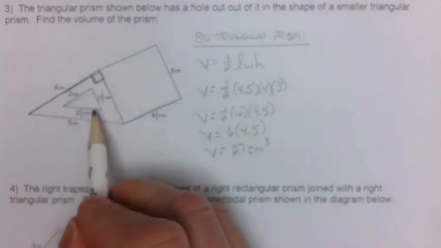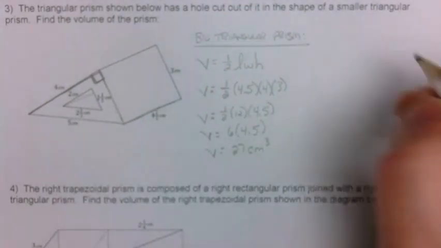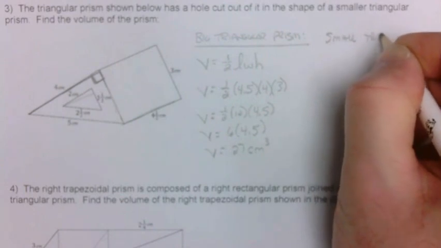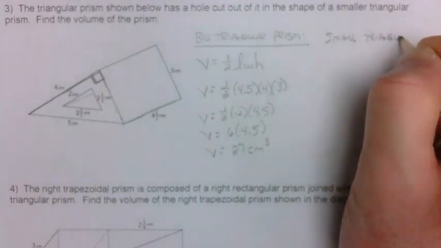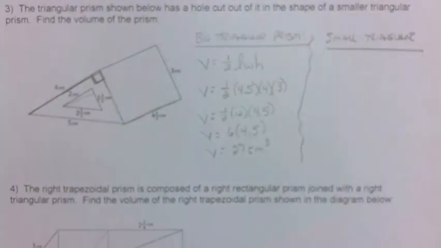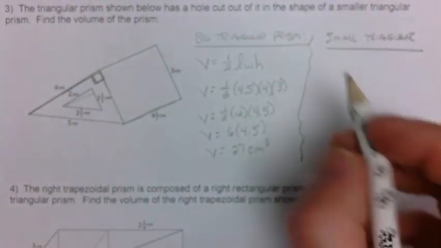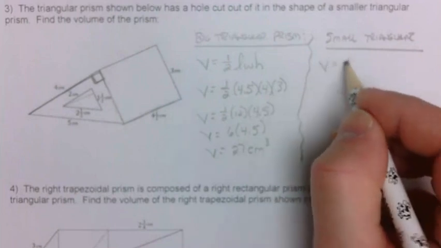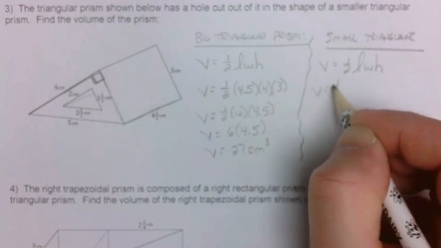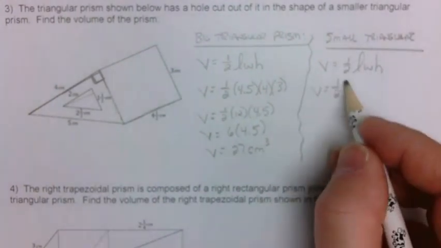And the hole is in the shape of a smaller triangular prism. So now let's do a small triangular prism, and not get in the way of the big triangular prism. Volume formula again is going to be 1/2 the length times the width times the height. And again, I'm going to have 1/2 times.